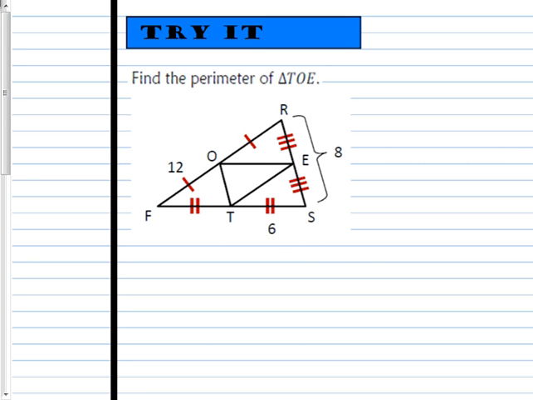Okay, finding the perimeter of triangle TOE. Same exact thing we're doing here. We're looking for the small triangle right here.